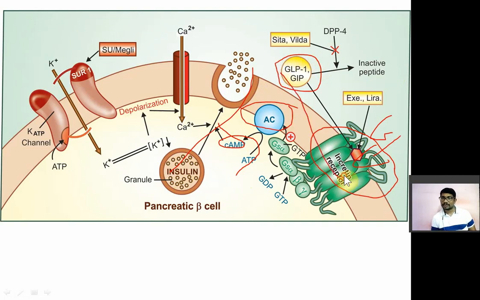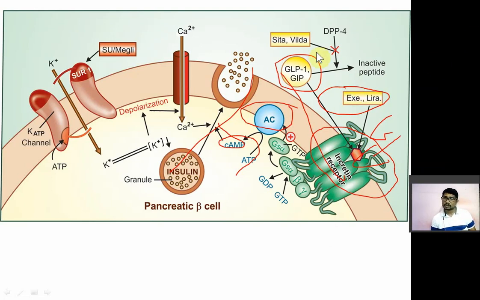This will act on the incretin receptor. Now, glucagon-like peptide. The agonists of the incretin receptor are exenatide and liraglutide. These two are examples. So they are incretin receptor agonists.